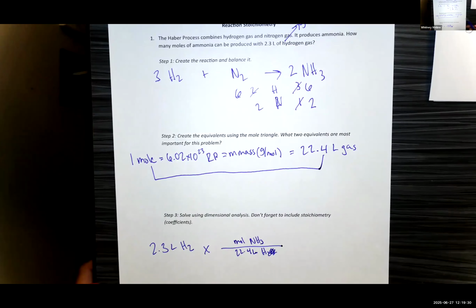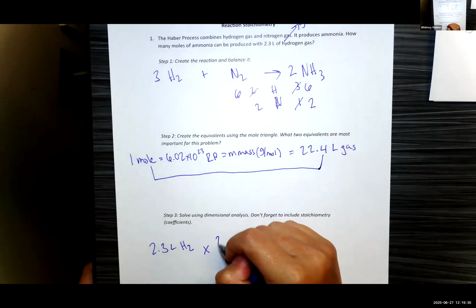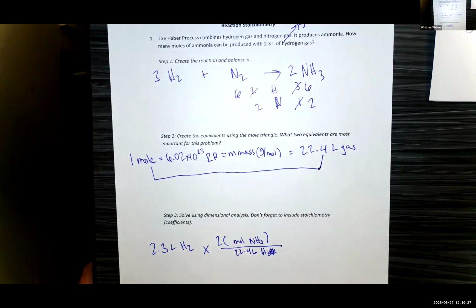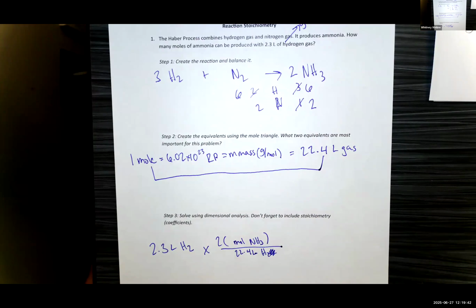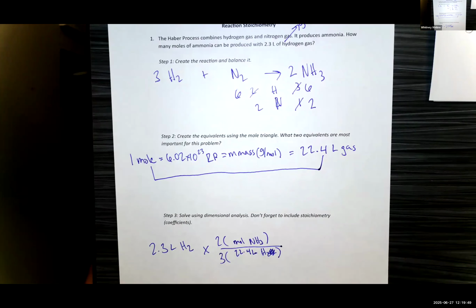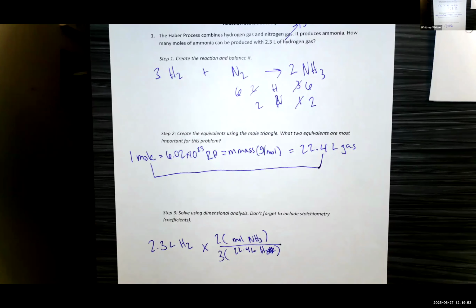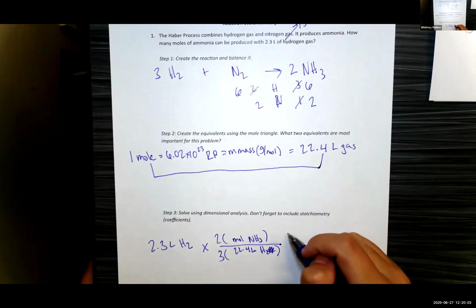I have to say, okay, well, NH3 has a 2 out front. So I'll bring that 2 and put it in parentheses out front. If there was a 1 out front, I would not need to do any of this. I can just leave it as is. But with that 2, it's important. With the H2, I have a 3 out front. And so I have to put a 3. That's where the stoichiometry is coming from. It's the ratio of one thing to the other. So we were able to set up the dimensional analysis using those equivalents. And then using stoichiometry, we just have to add that extra step in.